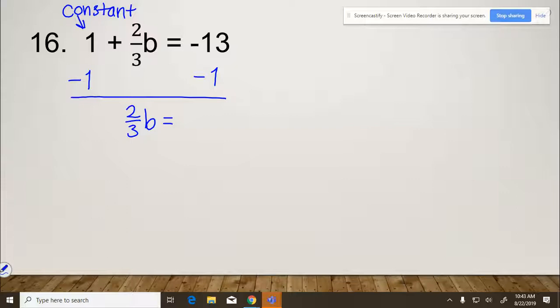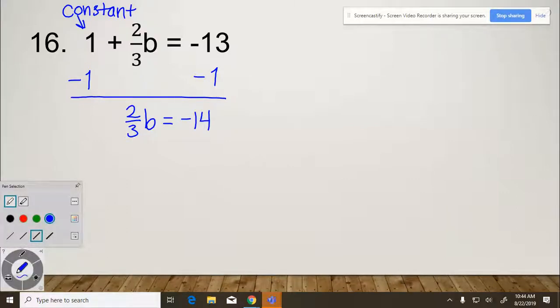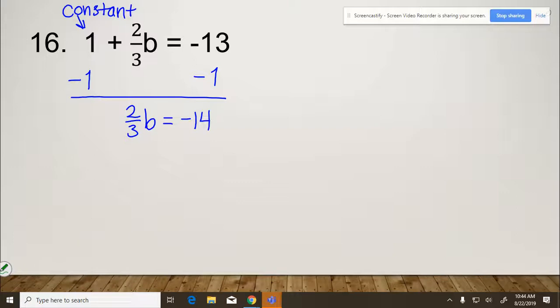Now in this case, I have two negatives, so I like to think of same sign, find the sum, keep the sign. So negative 13 and negative 1 results in negative 14. Now I have a fraction, and I'm multiplying. So the opposite here would be to multiply by the reciprocal. The reciprocal of 2/3 is 3/2. 2 over 2 cancels out, resulting in 1. 3 over 3 cancels out, resulting in 1. So I have just b.